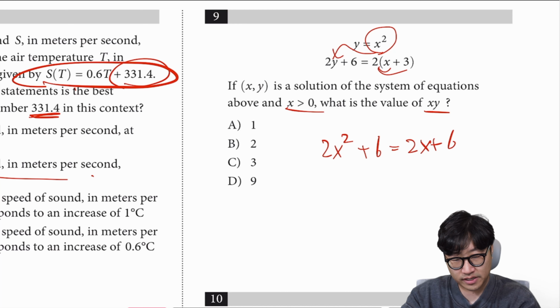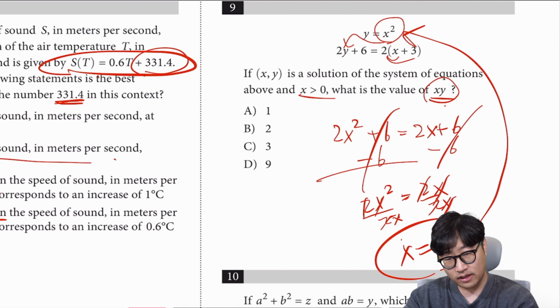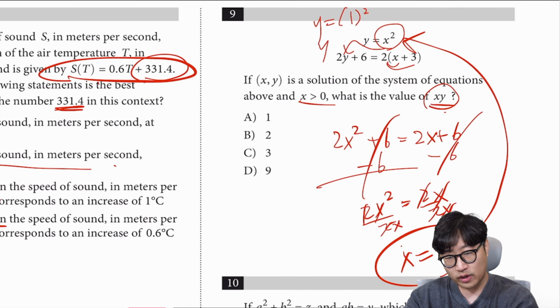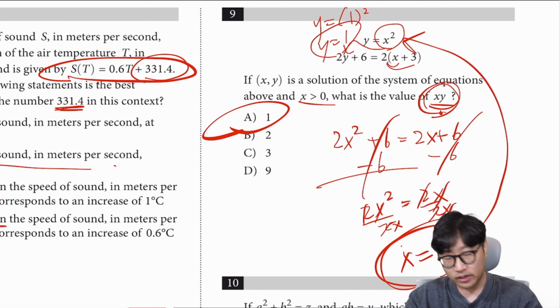2x squared is equal to 2x. You can just go ahead and divide by 2 on both sides. And you can divide by x on both sides. And you literally get x is equal to 1. But that's not the answer. They want the xy. So I need the y too. Put it back in. And then y is equal to 1 squared. So y is equal to 1. X is equal to 1. If you multiply those two, that's just going to be 1.